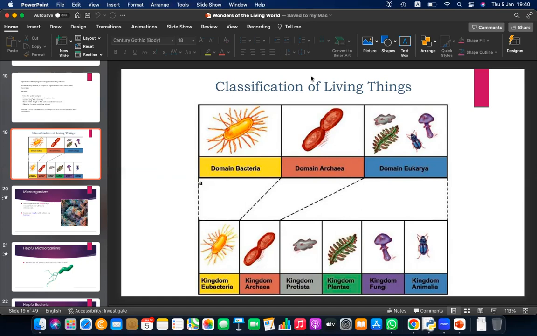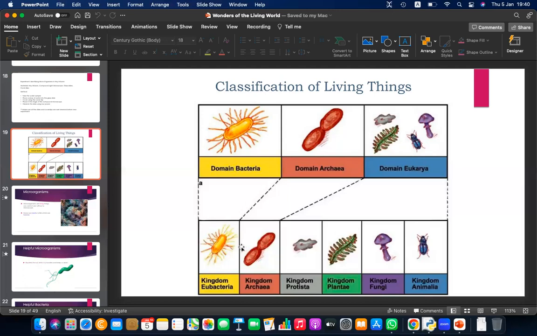Next, kingdom plant, all the plants. Right? And there is another kingdom called kingdom protista. Right? Kingdom protista. These are not animals. These are not fungi. These are not plants, but still living.